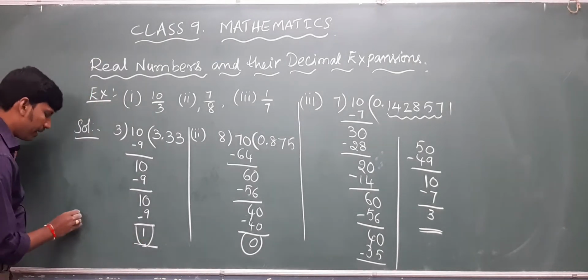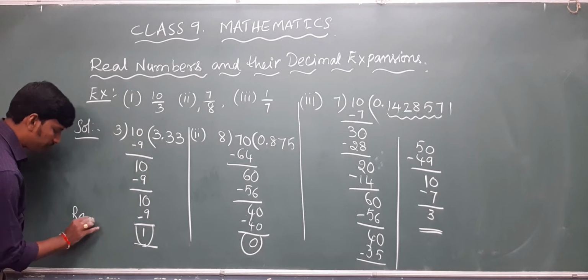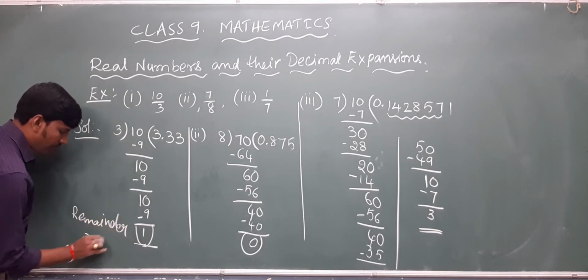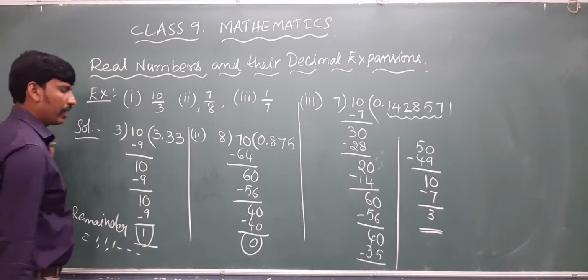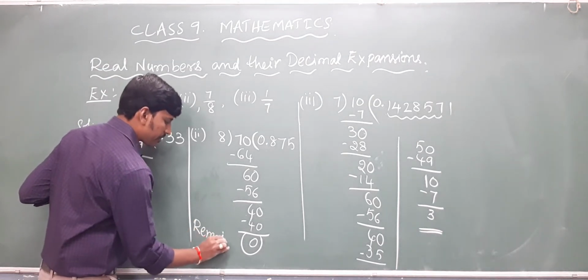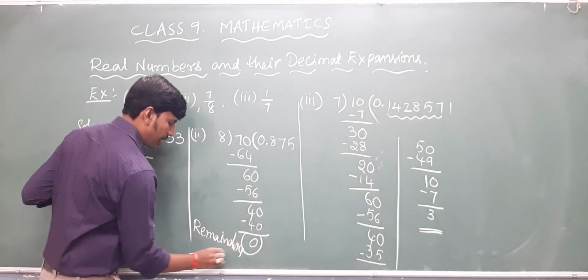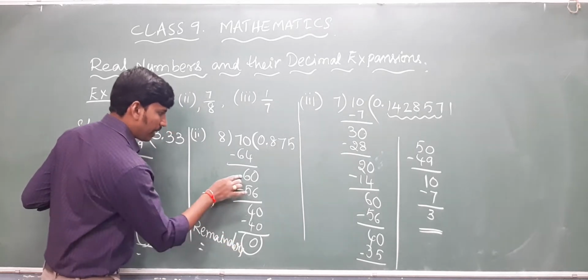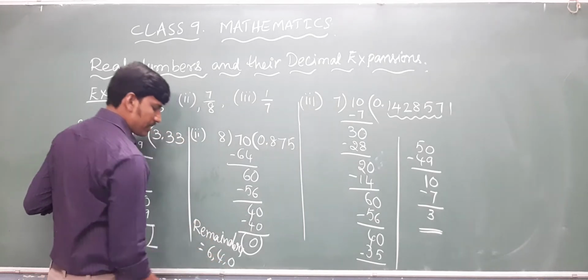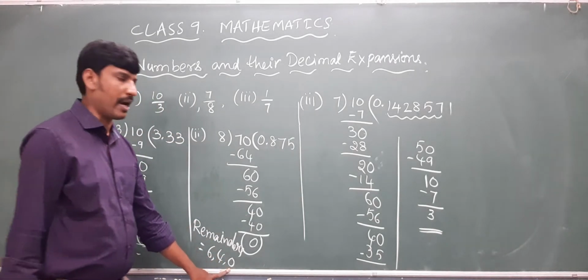So what is the remainder here? The remainder will become 1, 1, 1, etc. Here the remainder is 0. What is the remainder here? Remainders: so in the first case we have 6, in the second case we have 4, then 0. Means after 3 steps we got remainder 0.